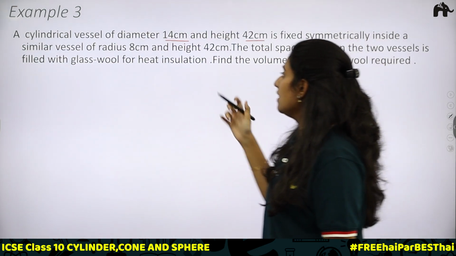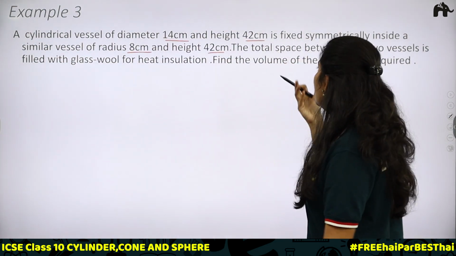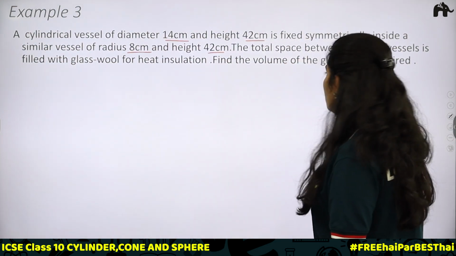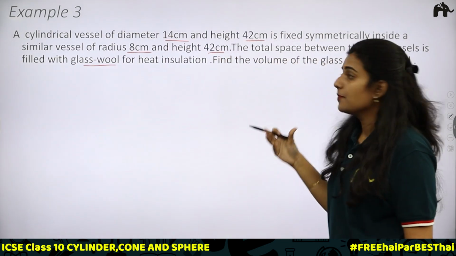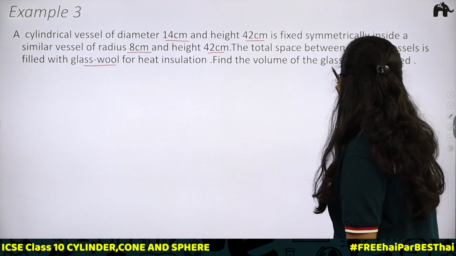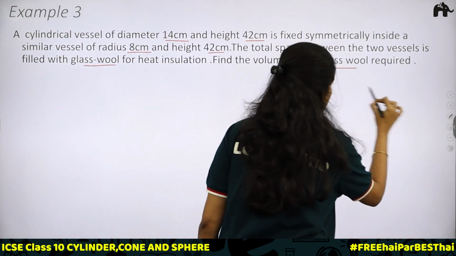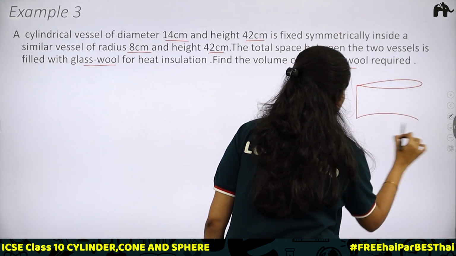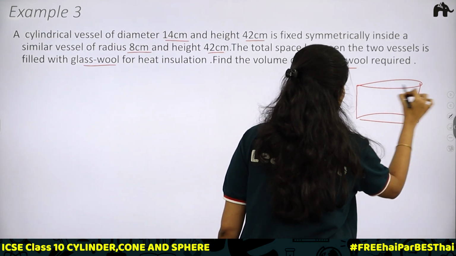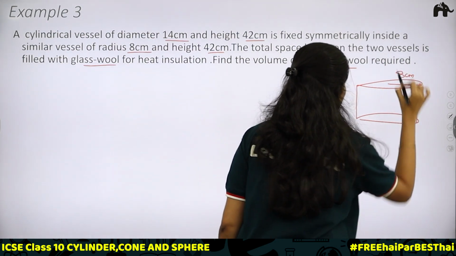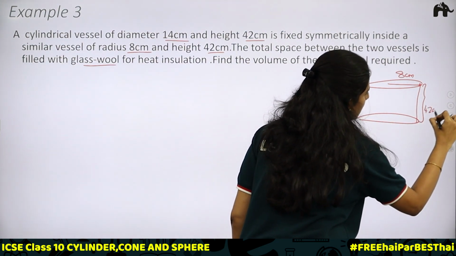Third example, a cylindrical vessel of diameter 14 cm and height 42 cm is fixed symmetrically inside a similar vessel of radius 8 cm and height 42 cm. The total space between the two vessels is filled with glass wool for heat insulation. Find the volume of the glass wool required. We have a cylindrical vessel whose radius is given 8 centimeter. Okay. And the height is 42 centimeter.